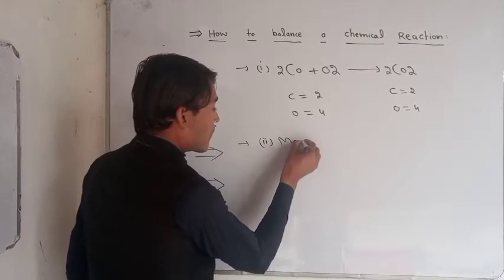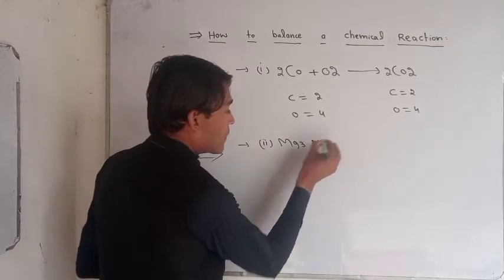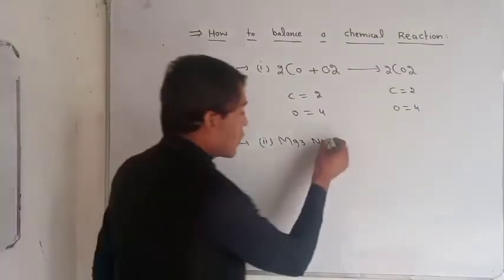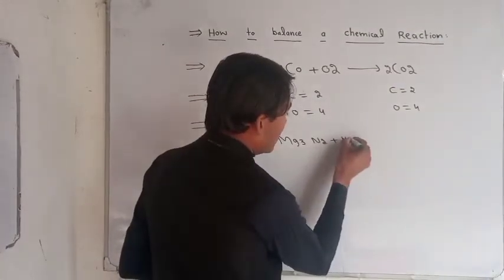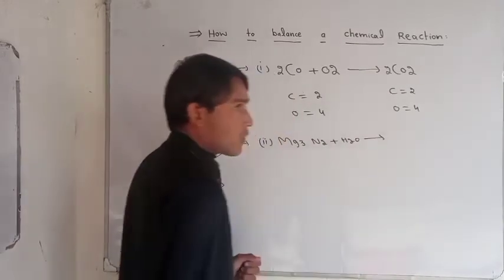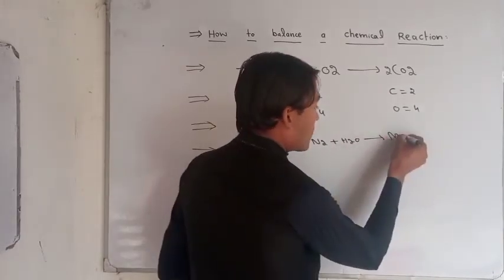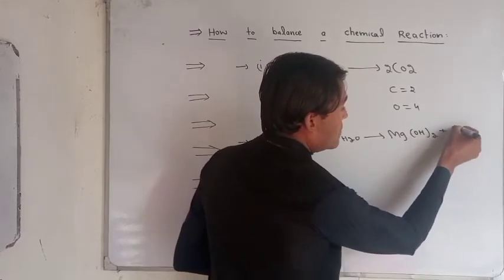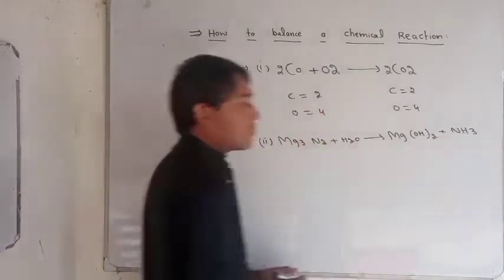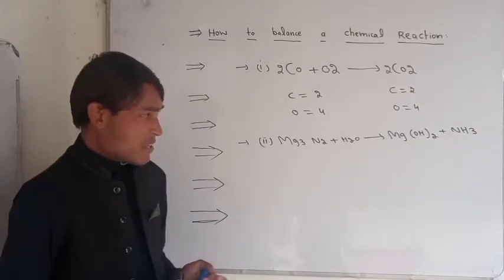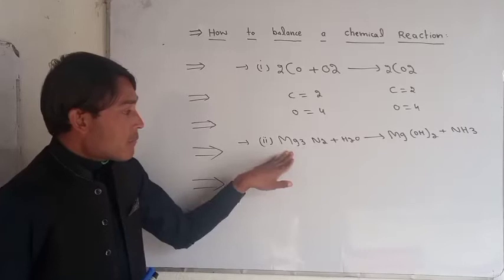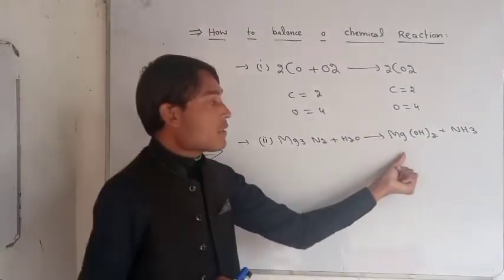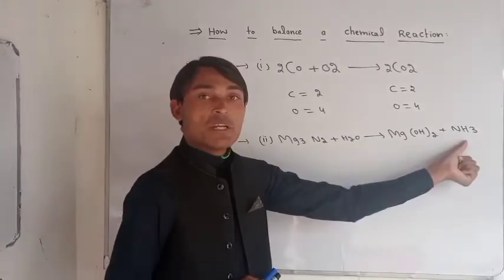Magnesium nitrate. What do we have? We have magnesium nitrate. When it reacts with water, H2O, it forms magnesium hydroxide, Mg(OH)2, plus NH3. NH3 means ammonia. Look at this reaction: magnesium nitrate plus H2O reacts to form magnesium hydroxide plus NH3, which means ammonia.